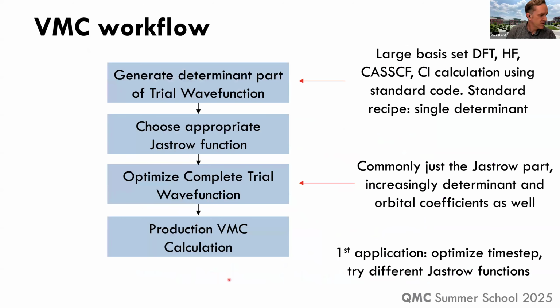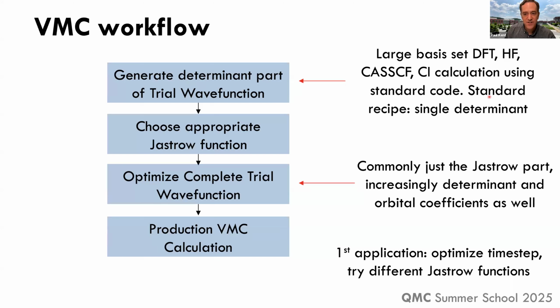So a little review now on the workflow that we'll be following. First of all, we've got to generate the determinantal or fermionic part of the trial wave function. We're going to do this using our preferred best available DFT or quantum chemical method, and we'll use as large a basis set as we can for that.